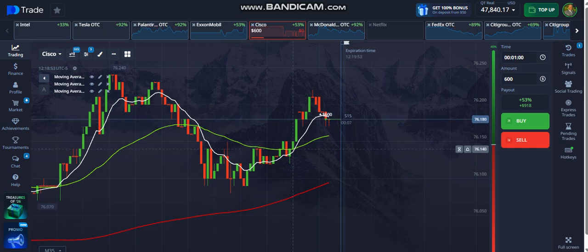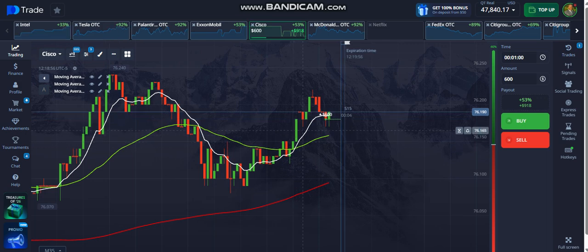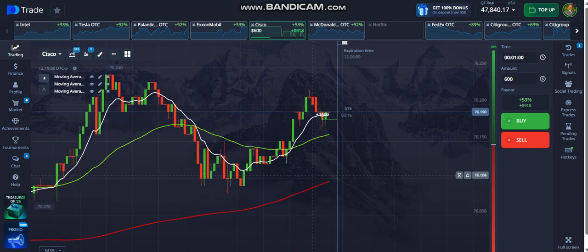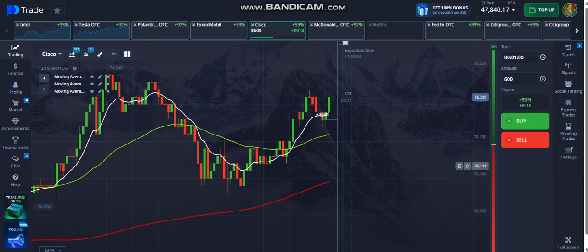And the reason why is, first of all, we see the crossover of the white 10 EMA with the green 50 EMA. Secondly, the 200 SMA, the red line, is showing a strong bullish trend upwards here with the slope.